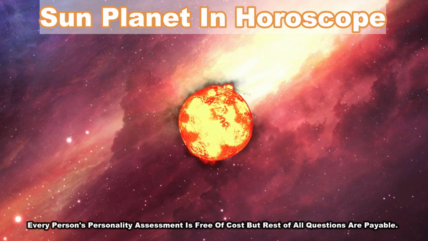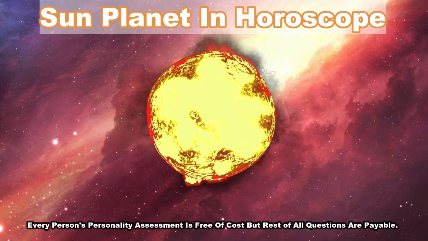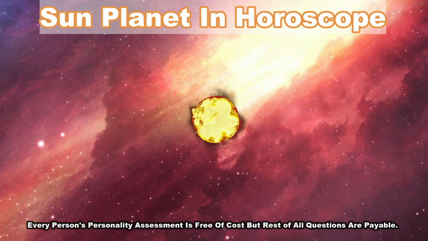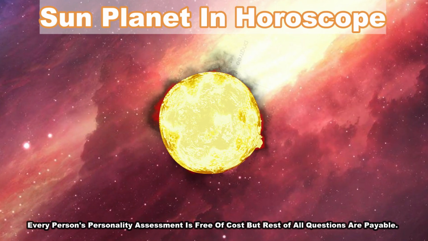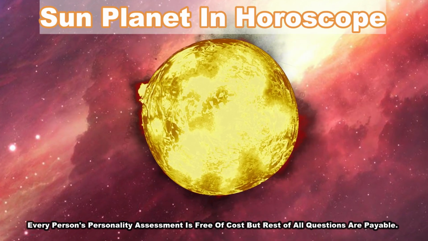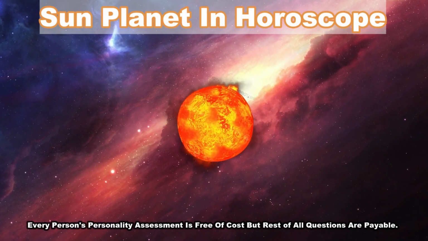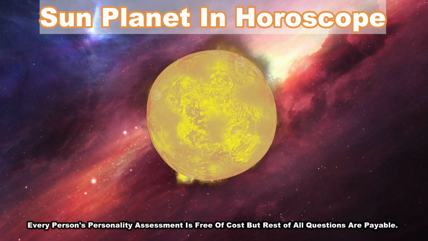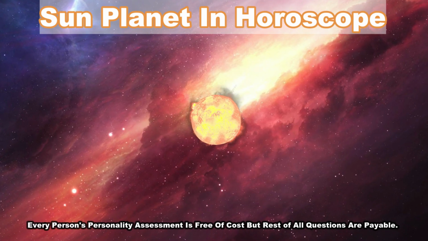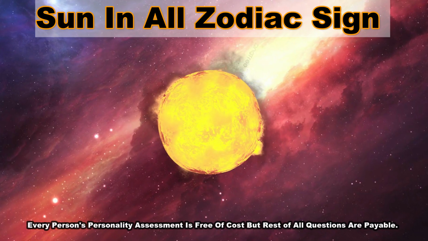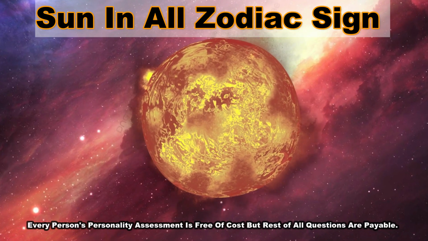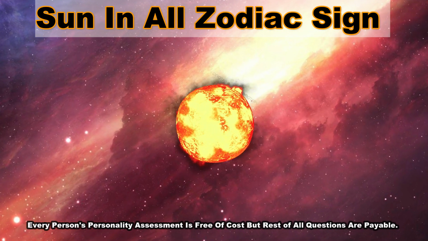According to Vedic astrology, the Sun is the significator of the father. The Sun represents your honor, prestige, and social standing. The Sun also signifies the ego. We will now explain the influence of the Sun across all the zodiac signs.